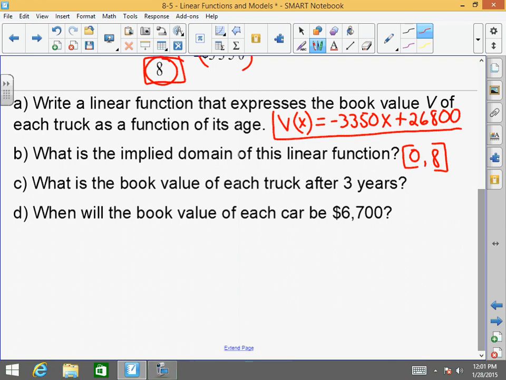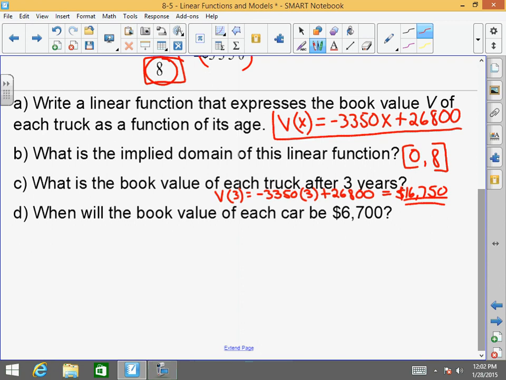What is the book value of each truck after 3 years? Well, plug it in. What is my value when X is 3? Well, I have negative 3,350 times 3, which is 3 years, plus my 26,800. So after 3 years, the value of my truck will be, let's see here, 3,350 times 3. So I'm looking at my value after 3 years of the truck will be $16,750.